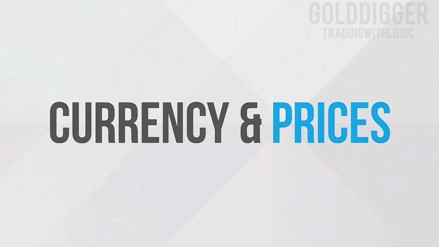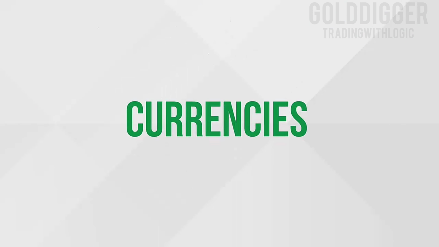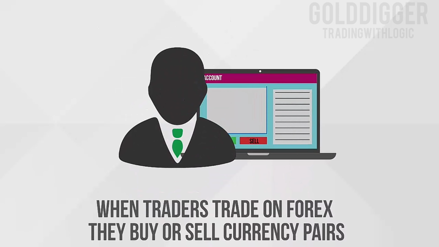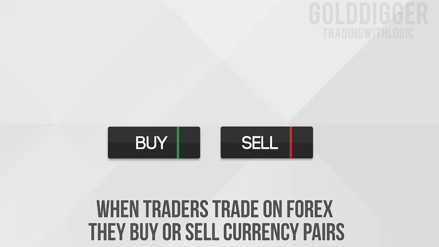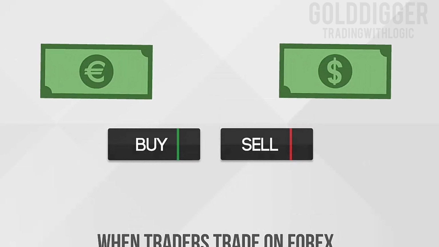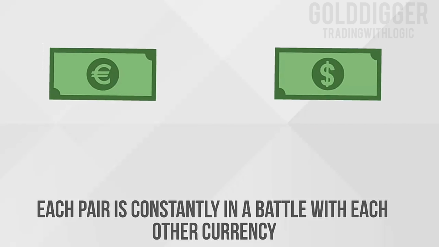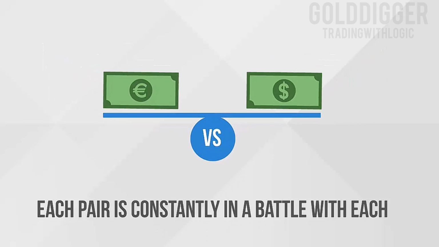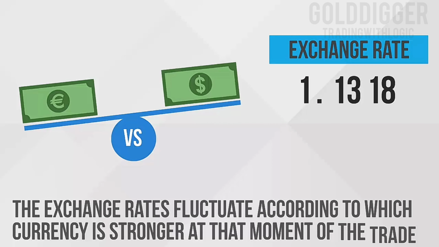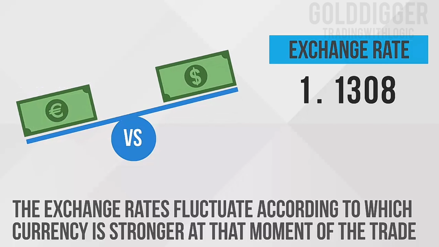Currency and prices. Currencies. When traders trade on forex, they buy or sell in currency pairs. Each pair is constantly in a battle with each other currency, and the exchange rates fluctuate according to which currency is stronger at the moment of the trade.